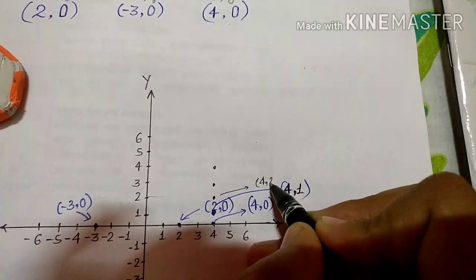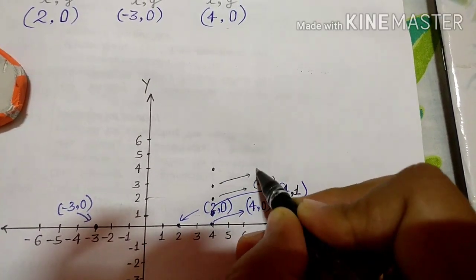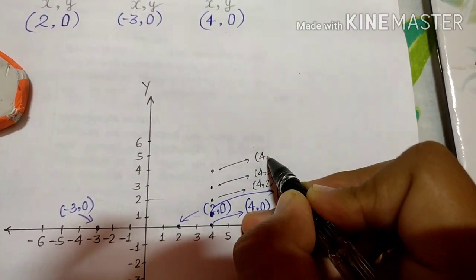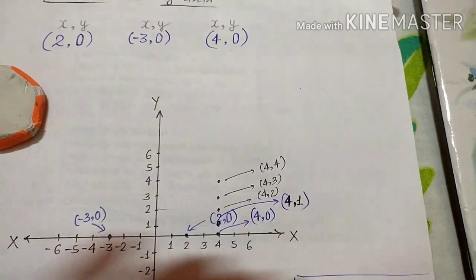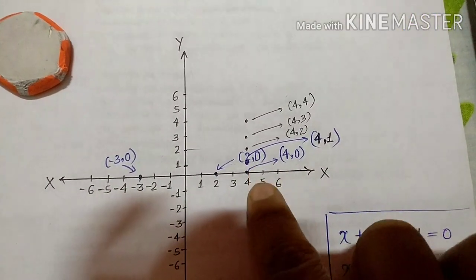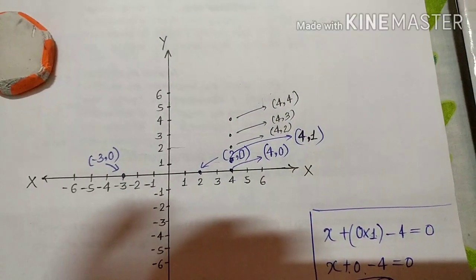So this point is showing what? 4 comma 2. Then this point is showing what? 4 comma 3, and this point is showing 4 comma 4. So these are solutions, okay. Now what do we have to do? We have to put a straight line, because this is a line. We have to meet all these points. Let's see what will come.